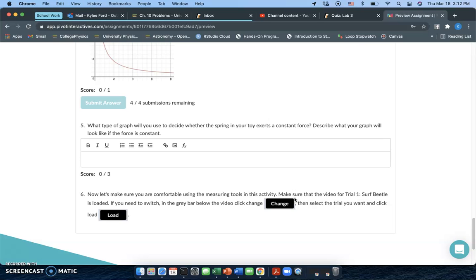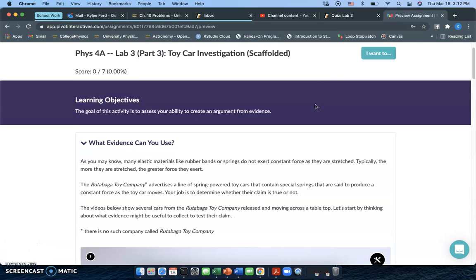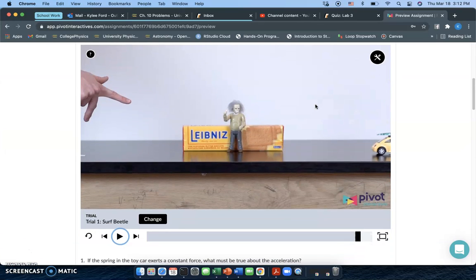So that is lab 3, not too difficult. Well, I shouldn't say that, but not too long, I would say. Taking down data and designing an experiment will probably be the longest parts of this lab, but once you get through that, it should be okay. And if you have any questions, feel free to let me know.